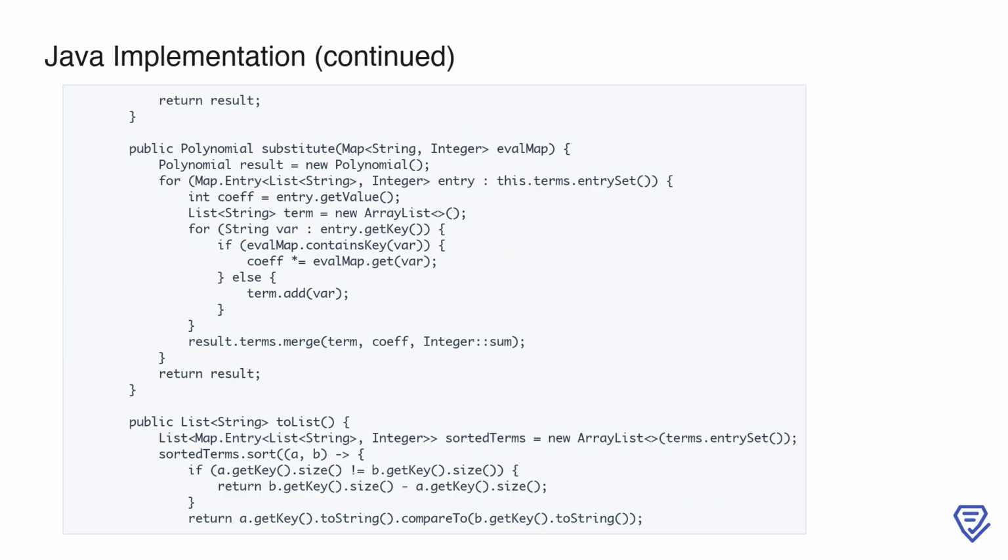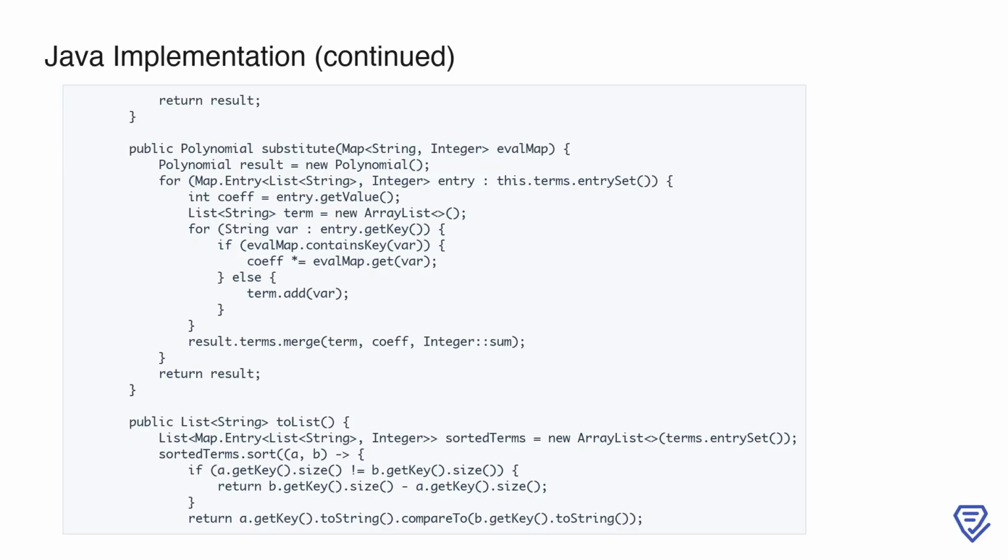The substitute method replaces variables in the polynomial with their values from the provided eval map. For each term, we check if the variable exists in the map. If it does, the coefficient of the term is multiplied by the variable's value, effectively substituting it. If the variable is not in the map, it remains in the term. This ensures that only the provided evaluation variables are substituted while retaining any others.